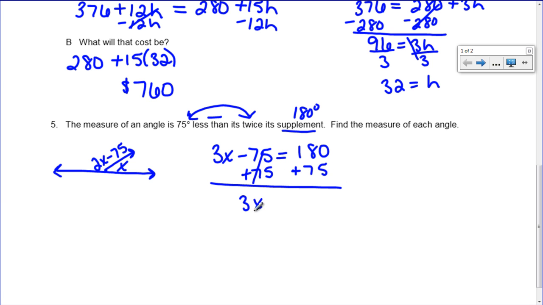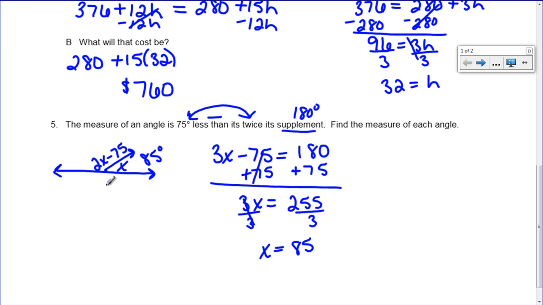So I have 3x equals 255. And to get what x is, now I'm just going to divide by 3. And so x is equal to 85. So this angle right here is 85 degrees. Now you have 2 choices to find the second angle. You can either plug 85 into here and find out what it equals, or since I know that together they make 180, I can just subtract from 180.